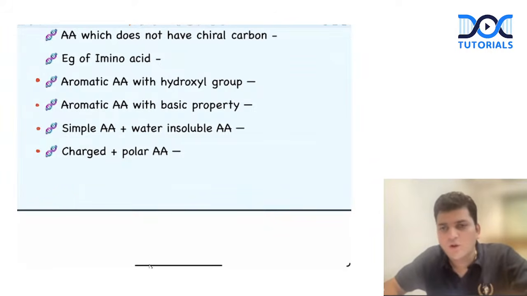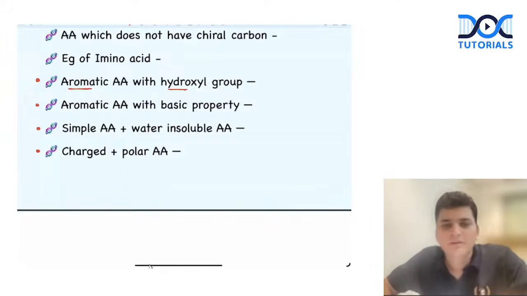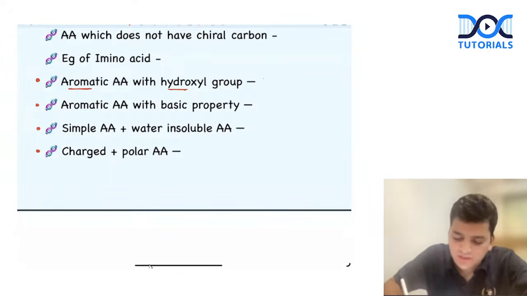Basically, you have to find the common family members between the two families. There is an amino acid which is aromatic as well as having the hydroxyl group. Having the hydroxyl group as well as aromatic. Yes, very good, Aditya. Hydroxyl group: serine, threonine, and tyrosine. Among them, which is aromatic? Tyrosine.